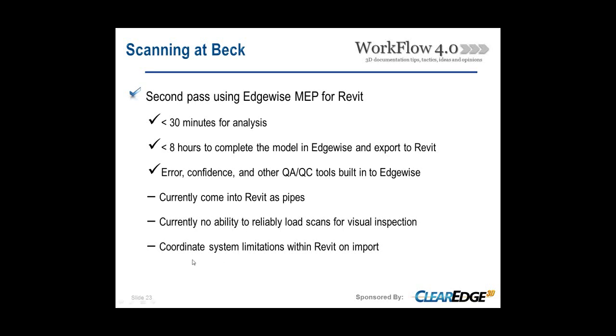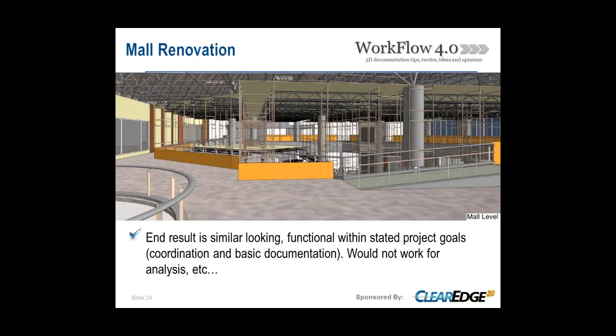But we do have a couple things that pop up that I know Kevin's working on, and I'll let him talk about that as he gets to his demo. But right now, everything is coming into Revit as pipes, which is a challenge for us if we're trying to use these things for analysis. And then we don't really get to see the laser scan superimposed on the pipes in Revit because there are some issues with bringing them in and having them line up right now with how Revit handles coordinate systems. So the end result looks the same. It works for us, which is fantastic.